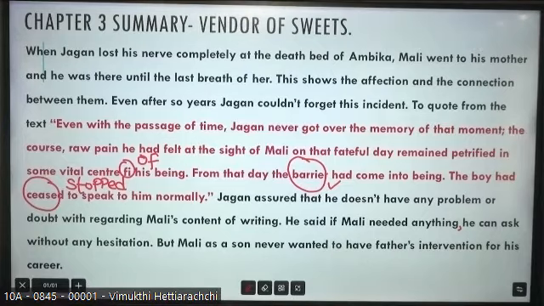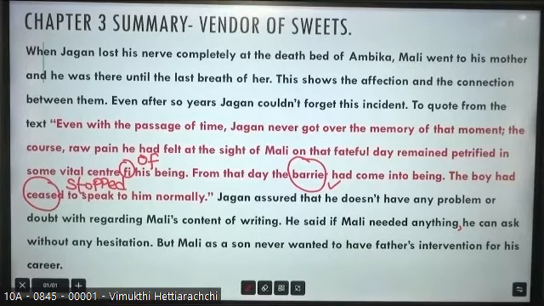Jagan actually came to ask Mali if there are any needs and wants that Jagan can fulfill for Mali to become a writer. Jagan asked, would you like to have a new table? Do you have enough stationery? But Mali always came with the idea that I don't need your help. Throughout the novel, we can understand Mali only needed Jagan's help when it comes to money. When it comes to the concept of money, Mali always asks Jagan's help.